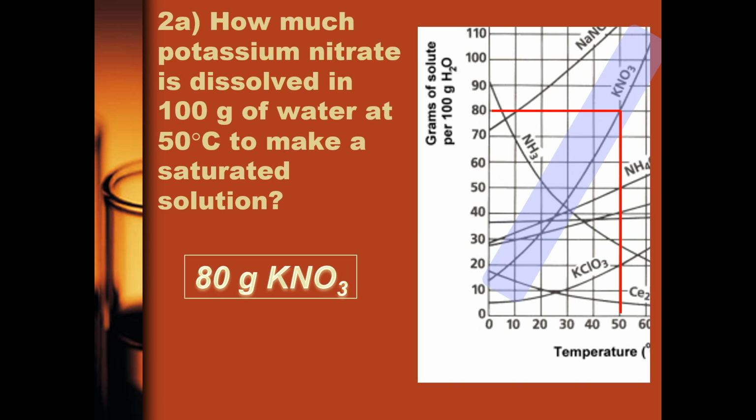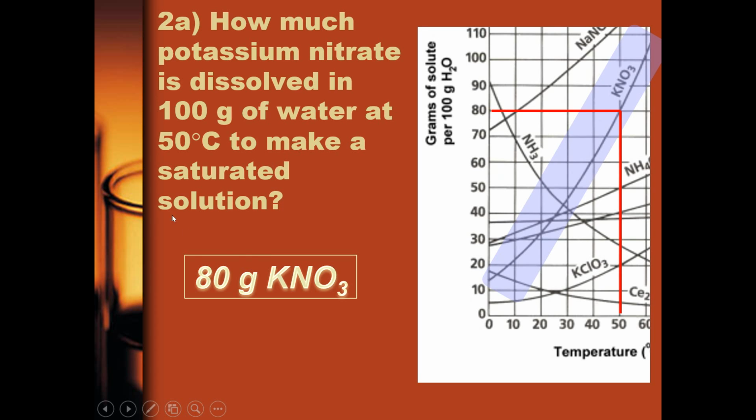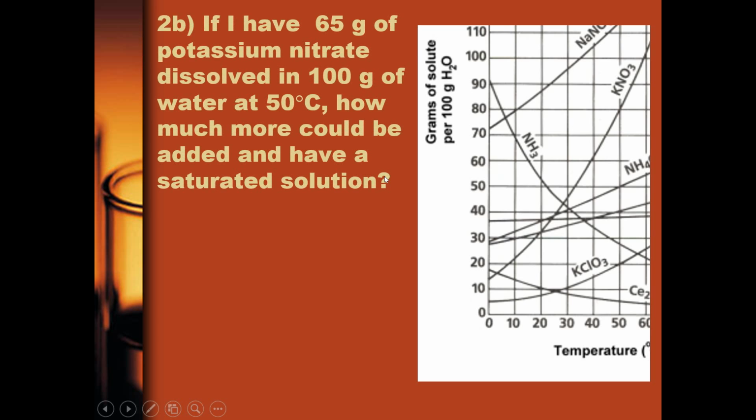The next problem is actually an extension of this one. If I have 65 grams of potassium nitrate dissolved in 100 grams of water at 50 degrees Celsius, it's asking how much more we can add. So according to the previous problem, we can dissolve 80 grams when the water is 50 degrees Celsius. But this problem tells us we only have 65 grams at this point. So how much more can we add?